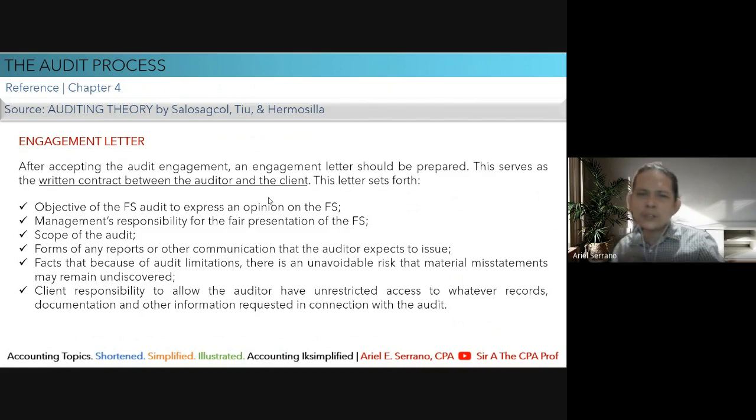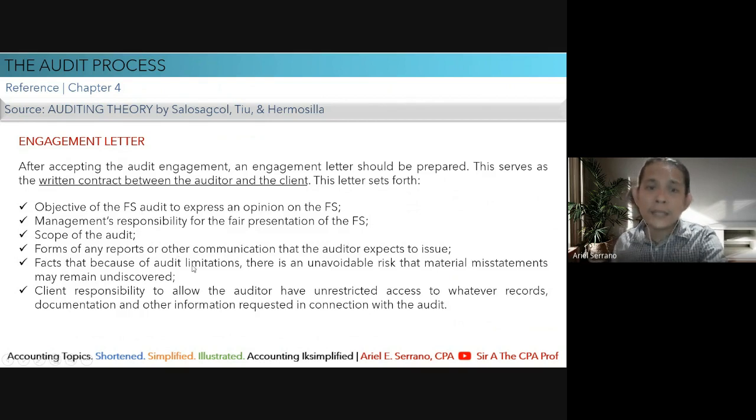The scope of the audit. Ano ba yung magiging scope? Kasi remember, we should identify what is the scope of the audit. Pag sinabi nating scope, ano yung mako-cover ng audit? Kasi beyond that scope, out-of-scope na. In-scope yung nasa loob, out-of-scope yung nasa labas. Hindi na natin sakop yung mga out of scope. Okay? Only within the scope. Forms of any reports or other communication that the auditor expects to issue.